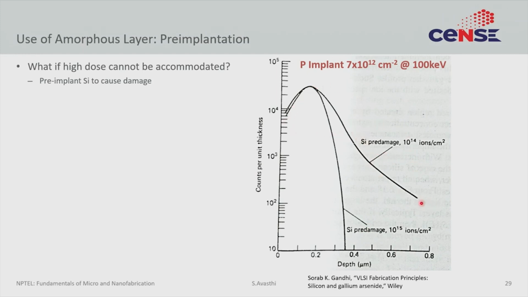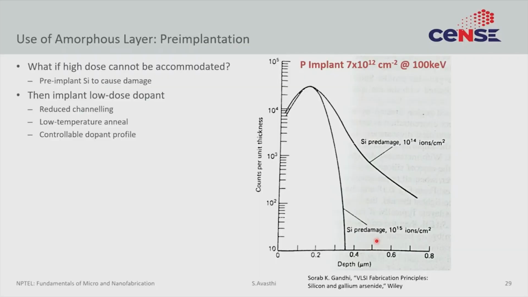And why do you get this profile? Because there are channels, channeling is happening. But if you do the silicon pre-damage, then you have completely destroyed the lattice structure. You now have amorphous silicon on the top. And when you do implantation in the amorphous silicon, there is no channeling. So, you get this sharp Gaussian looking profile that you see on slide 29. So yeah, that's one way of creating amorphization without high doses.